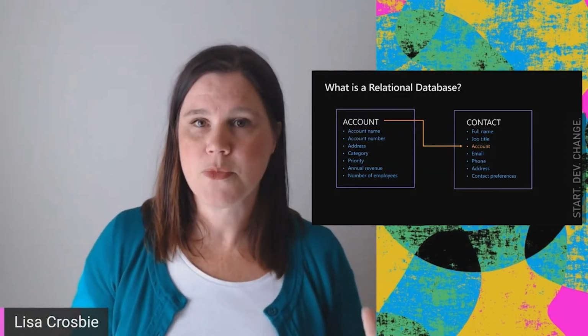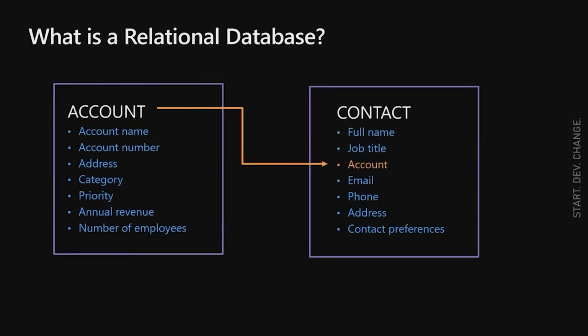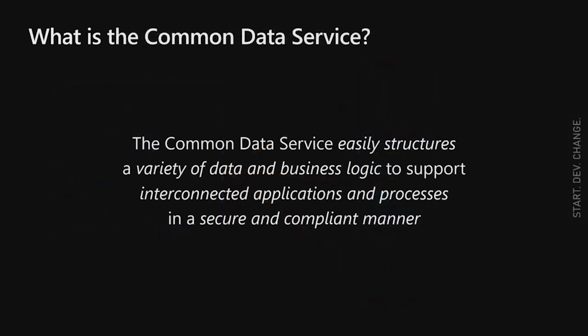Contact is also a table or an entity, another type of information, and we have the different pieces of information about that. What makes this a relational database is that these things then relate to each other, because you have a situation where one account has many contacts. So in database world, we call this a one-to-many relationship. So what I'm going to do today is take you through how we build this using the Common Data Service.